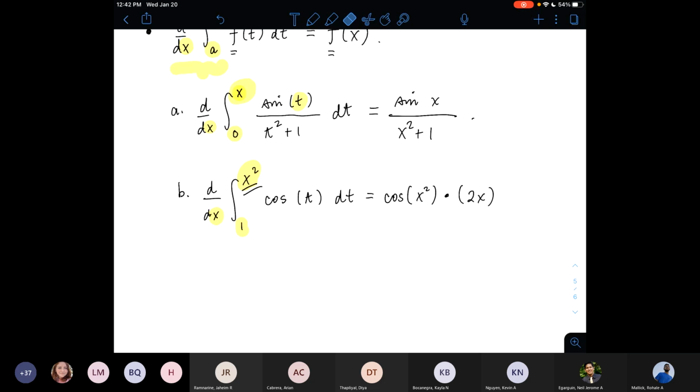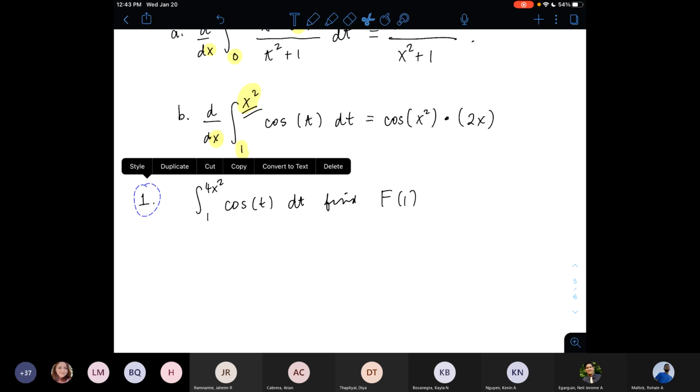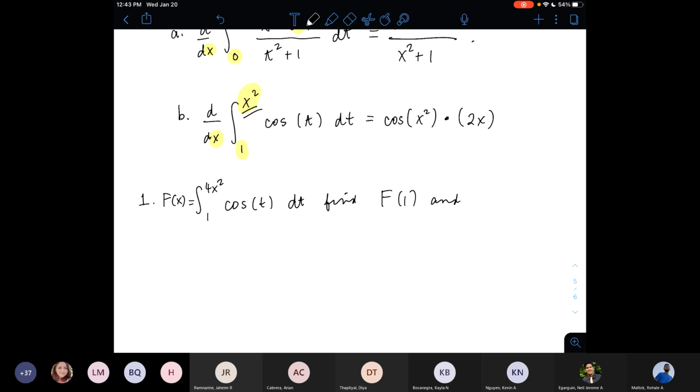All right. Okay, so let's look at a couple of problems from the worksheet itself covering that topic. So perhaps let's try problem 1 from the worksheet. So I'll be labeling it problem number 1. So we have the integral from 1 to 4x squared of cosine t dt. And we need to find capital F of 1. Basically, this is the function big F of x equals that. And we need to evaluate F of 1 and F prime of x, right?